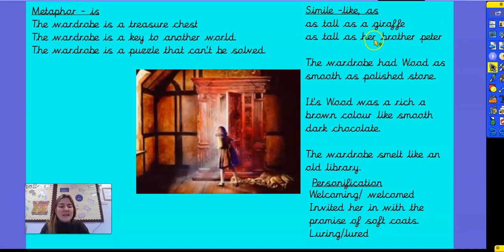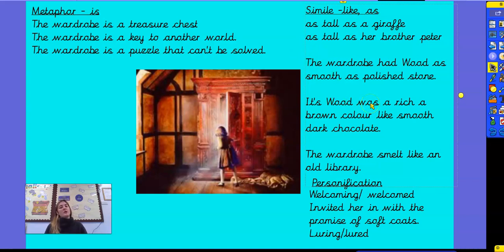And then I had some similes here, which I found quite hard to think of, but I've got a simile about how tall the wardrobe is. So as tall as a giraffe, I haven't done a full sentence here, or as tall as her brother Peter. So one that's quite far-fetched and one that's quite realistic, because remember, with a simile, we're comparing it to something else. As tall as a giraffe adds dramatic effect, but I found it quite difficult to think of ways to compare the height anyway.